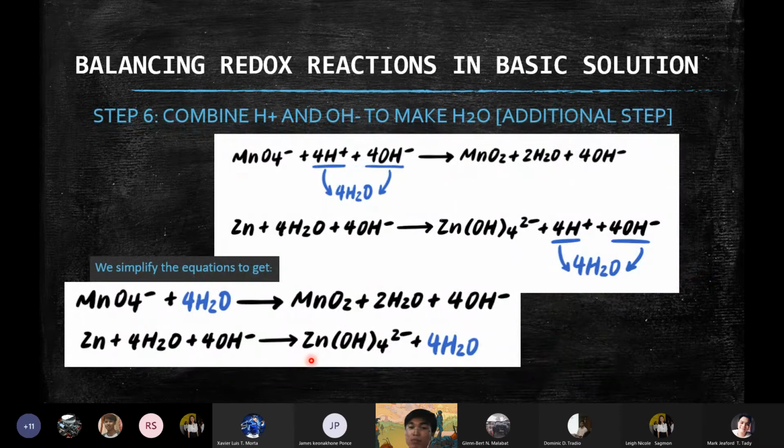The sixth step is we need to combine H plus and OH minus to make H2O. This is also an additional step. So we have 4H plus plus 4OH minus, which yields 4 molecules of water. The same goes with the other half reaction.